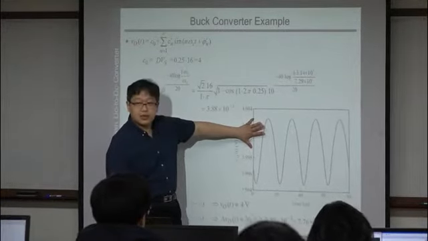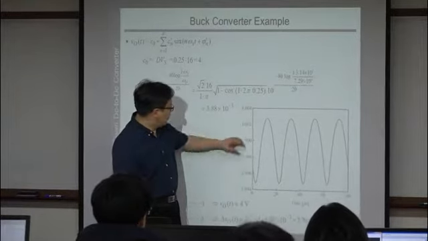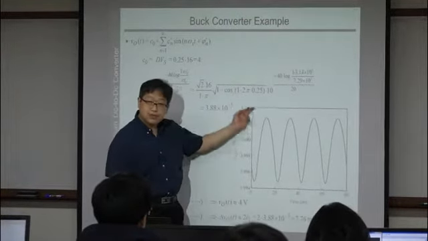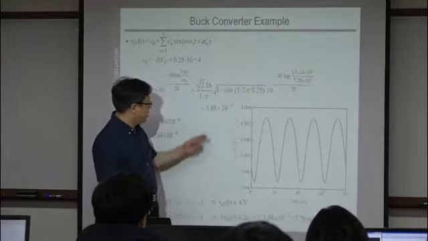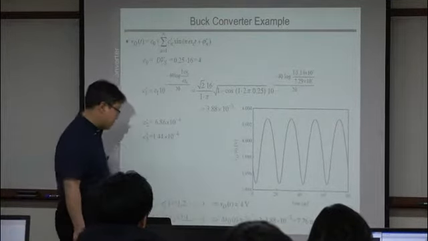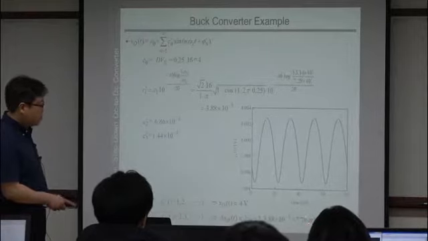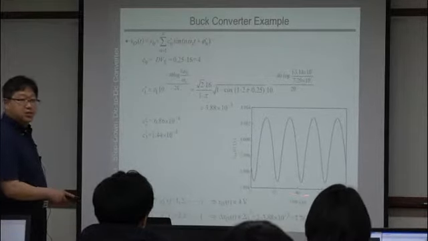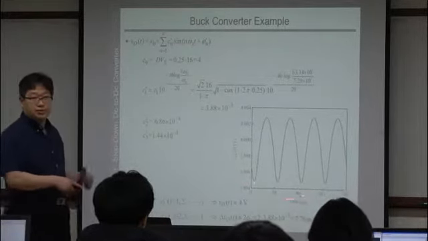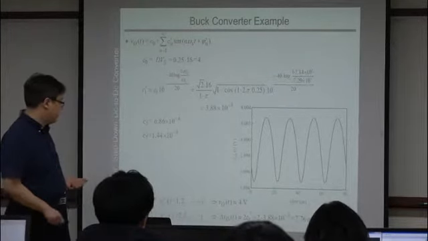So if you want to get the voltage ripple, then you should apply factor 2 here. Then finally you could get 7.76 millivolt. That is the voltage ripple. Okay? All right.